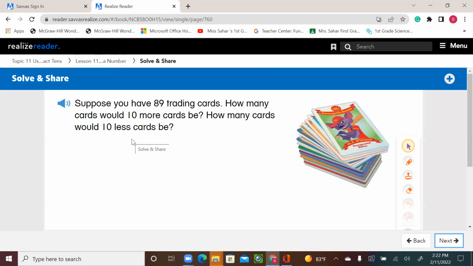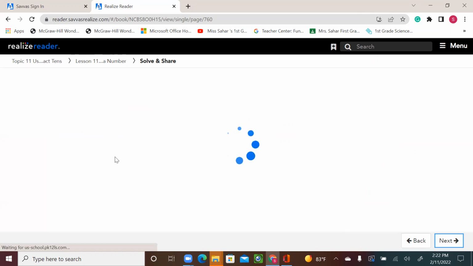Mental math, 10 less than a number. Suppose you have 89 trading cards. How many cards would 10 more cards be? How many cards would 10 less cards be? All right, let's go to our video.